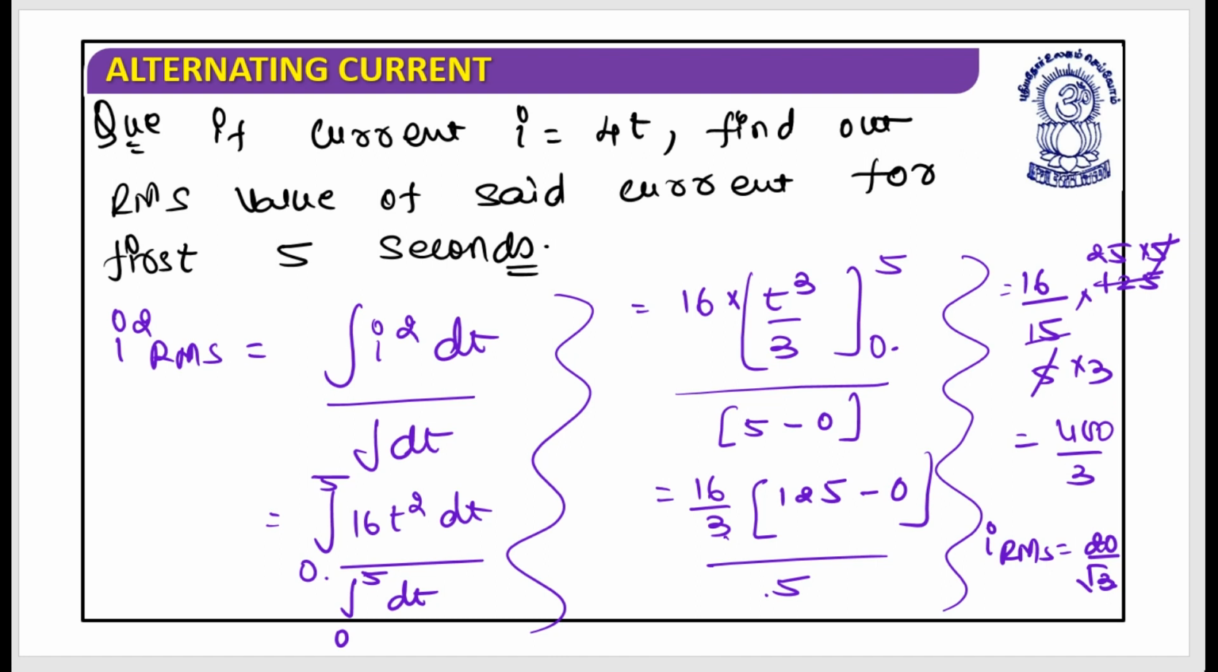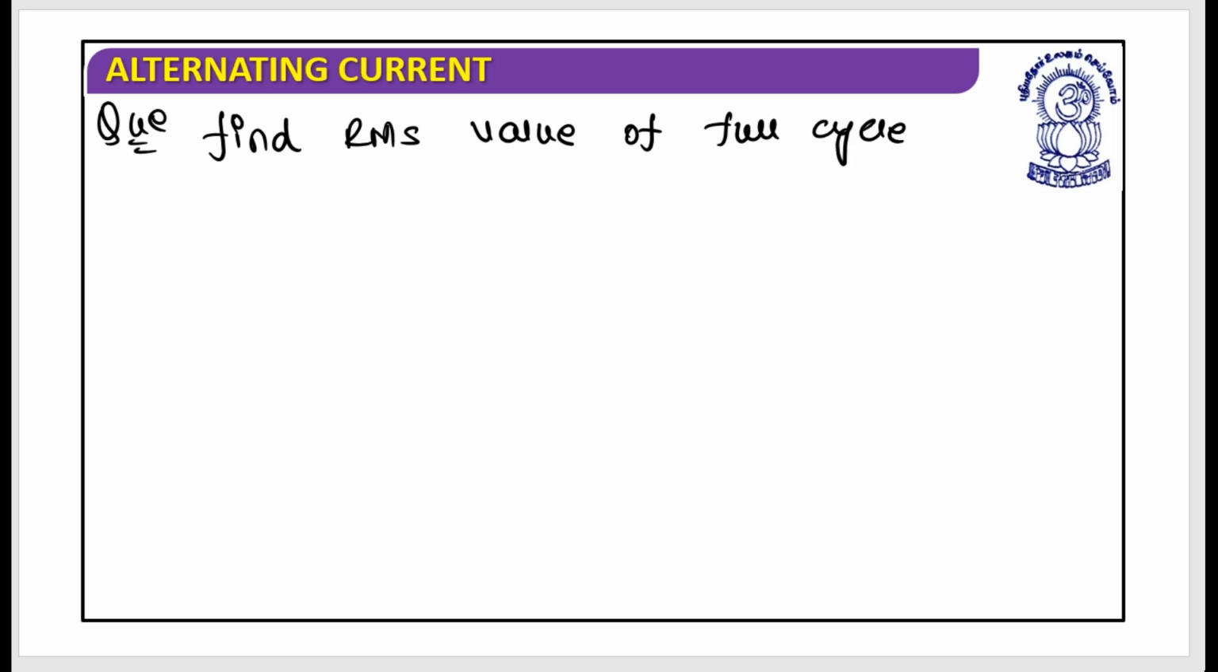Is it clear? Are you sure? Great. Ready for the next question? Let's have a look. The question says: find the RMS value of a full cycle for the given function of current.